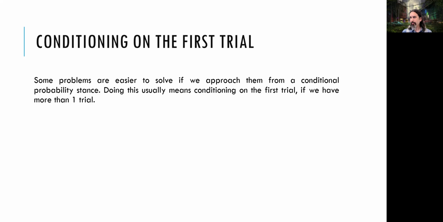Now, for example, we are going to condition on the first trial. This means that we are doing many trials, more than one, and we are trying to model all these trials by conditioning them on the first one. How can we do that?